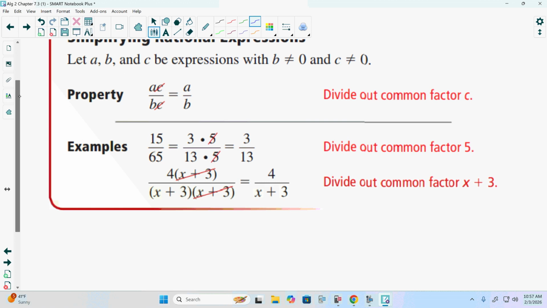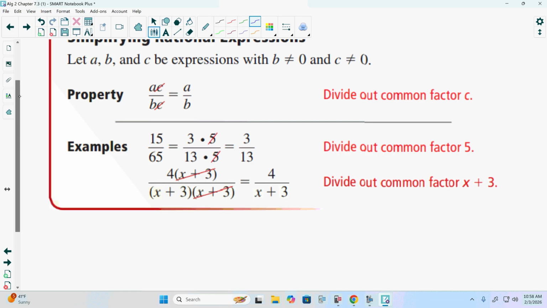Now, the same thing is true with full expressions. We could have 4 times x plus 3 over x plus 3 times x plus 3. One of the x plus 3's would simplify out, giving us just 4 over x plus 3. If there's something in common on top and bottom, we have to reduce it.